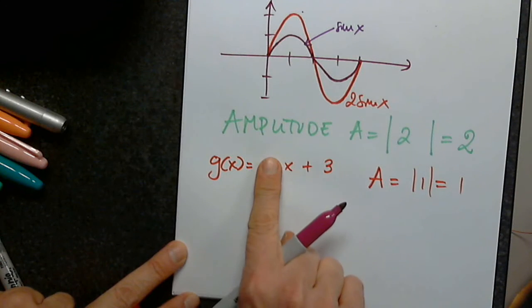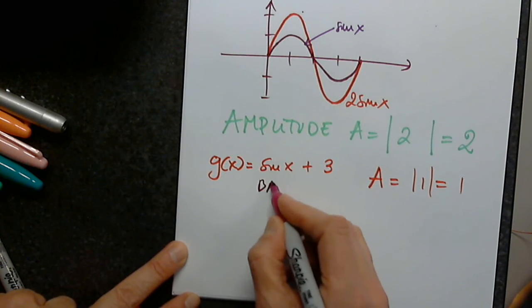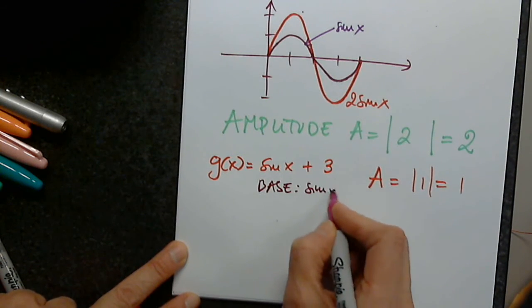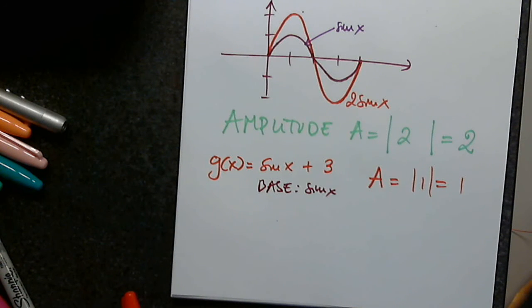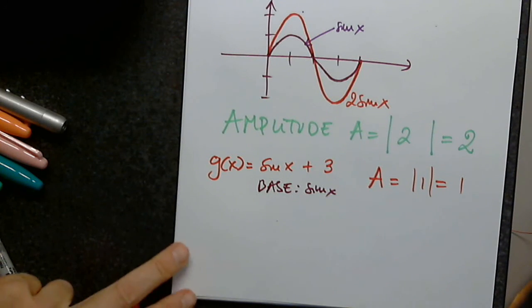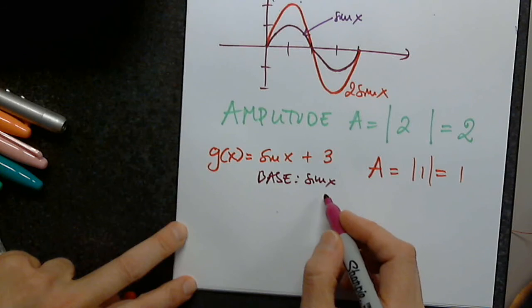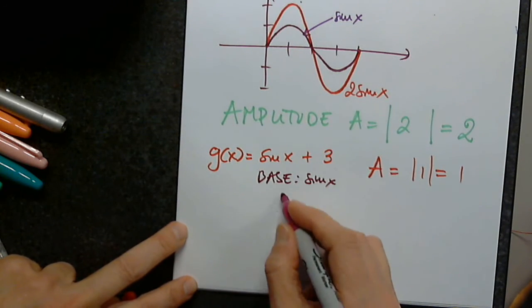Up 3. I'm not changing sign, right? The base function is sine x. I'm not touching sine, so it cannot be a transformation on x. If it was sine x plus 3, I'm getting to that right next. So the base function is sine x, so I'm adding 3.